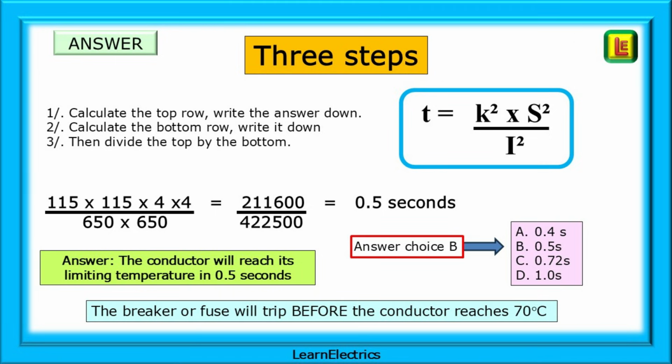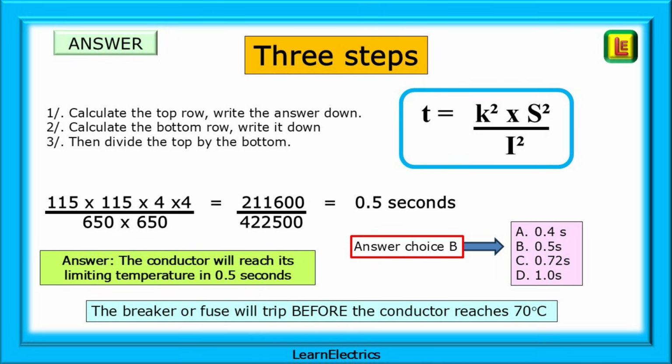So we have 115 times 115 times 4 times 4, which is 211,600, and 650 times 650 is 422,500. Now divide 211,600 by 422,500 and your answer should be very close to 0.5 seconds. B should be your answer choice, 0.5 seconds when rounded.